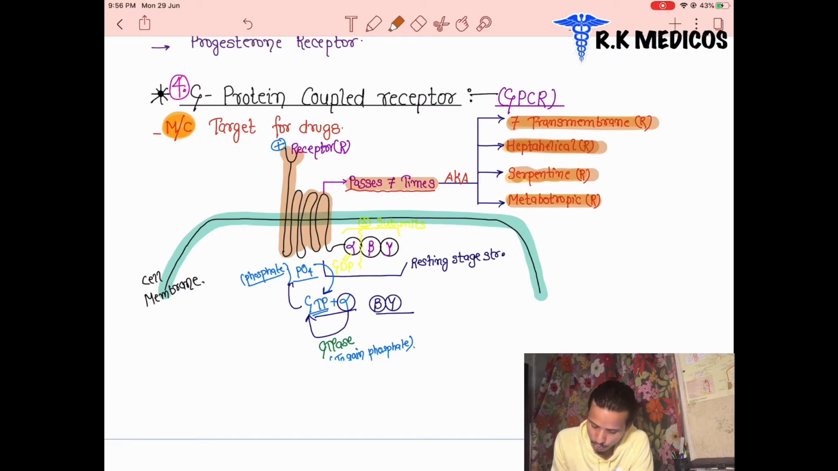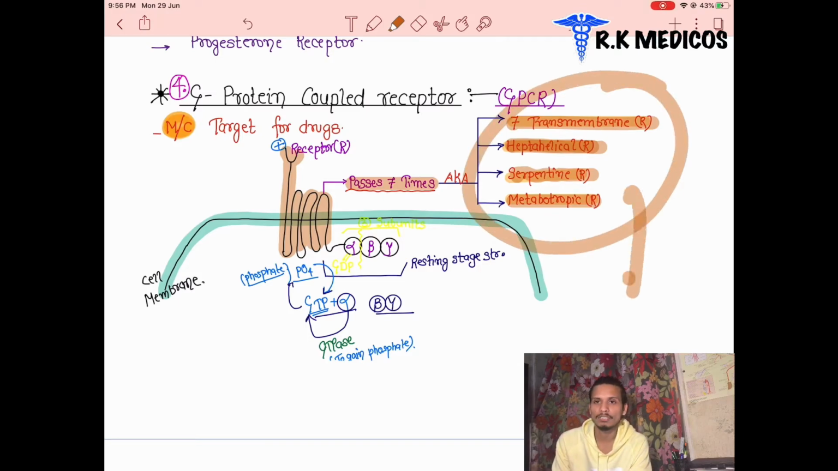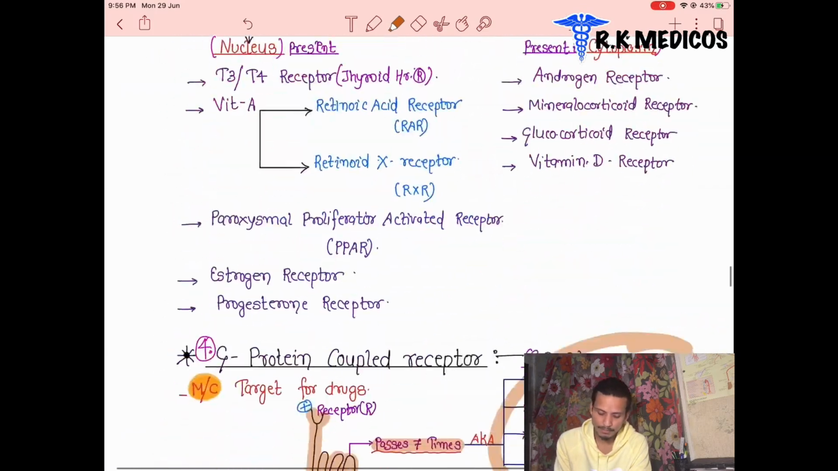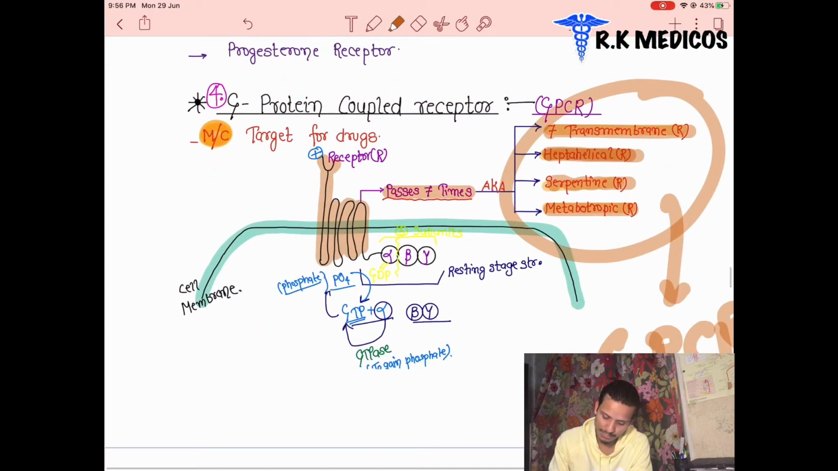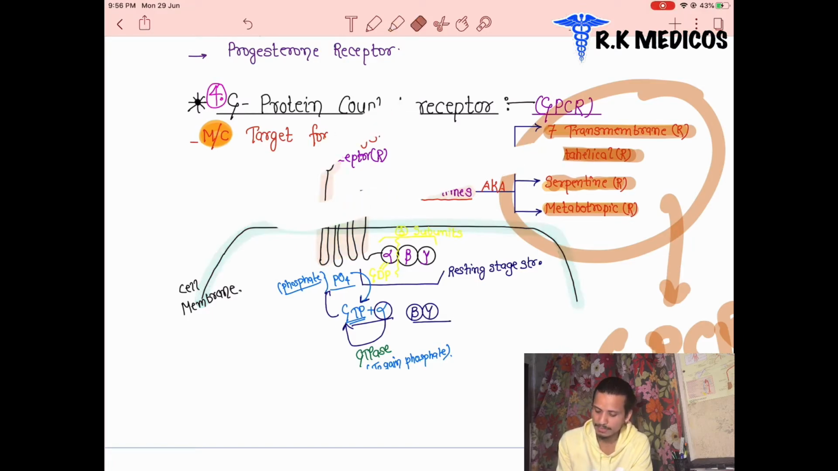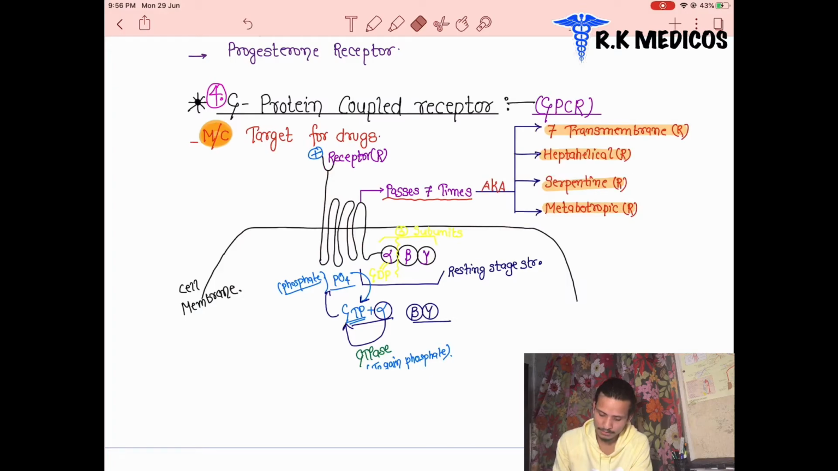Next one, metabotropic. This term is important. When the ligand gates ion channels, these are called ionotropic channels, and when they are connected with G protein or the GPCR, they are called metabotropic receptors. These are the 4 names of GPCR. The GPCR has 4 names. What are they? Serpentine receptor, 7 pass receptor, heptahelical receptor, or metabotropic receptor.